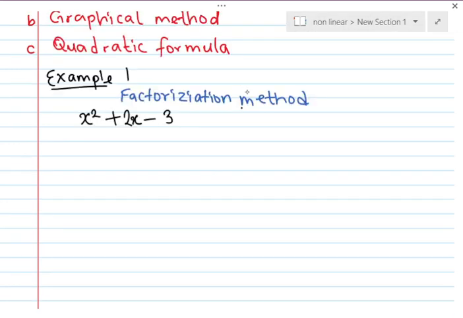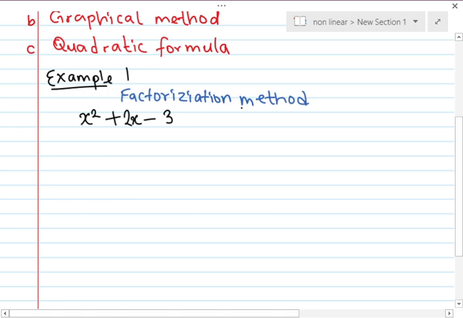Okay, let's start with the first one, the factorization method. What we have here is x squared plus 2x minus 3. In this kind of mathematics, you have to look for what you multiply that will give you minus 3, and what you add or subtract that gives you 2. Let's check. We have minus 3 and 1. Minus 3 times 1 gives you minus 3, but minus 3 plus 1 will not give you 2.